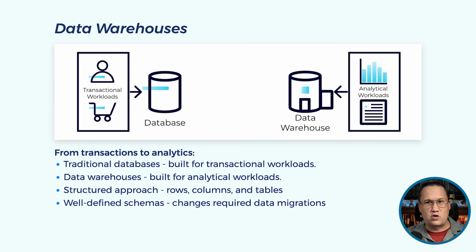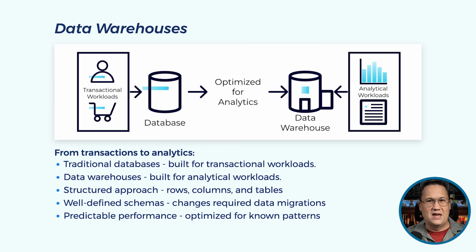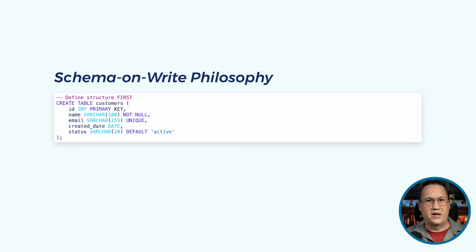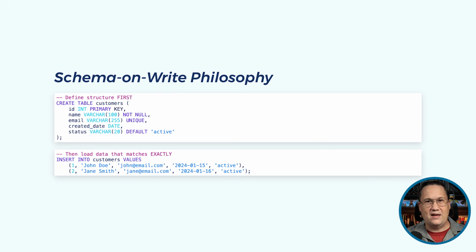This structured approach was ideal for analytics, allowing for SQL queries that produced predictable results. And performance was good because data followed patterns that were easy to optimize. The basic philosophy of a data warehouse is called schema-on-write. We define the table structure up front with precise data types and constraints. For example, here we create the customer table and define all fields and types first. Then we write data that precisely matches the defined schema. This works well for clearly defined data structures, but the data landscape has evolved.